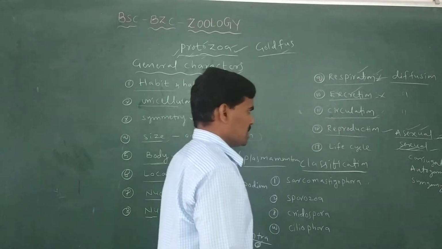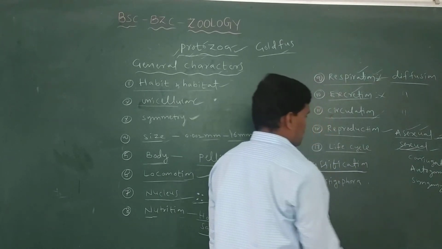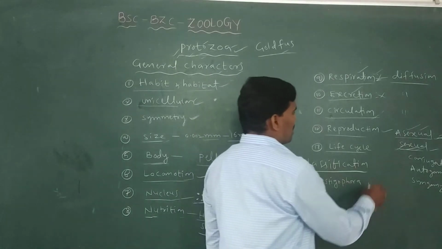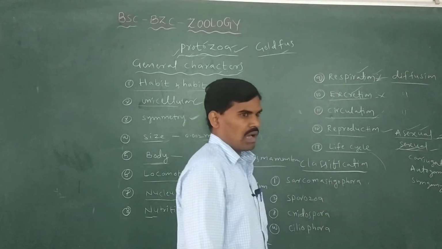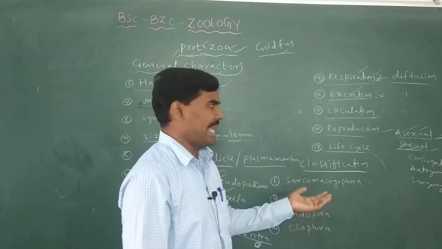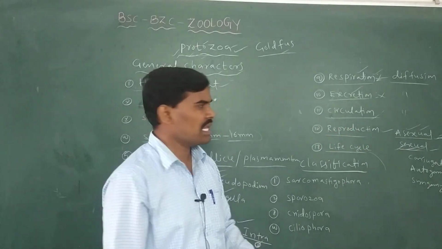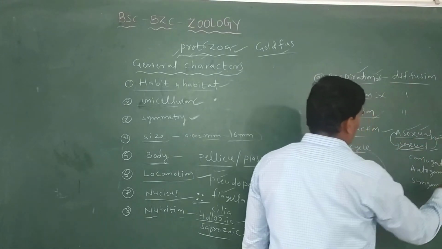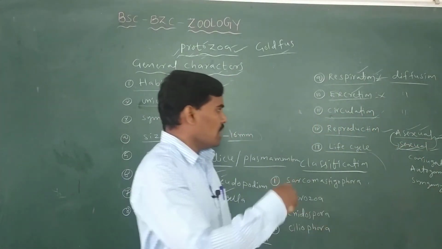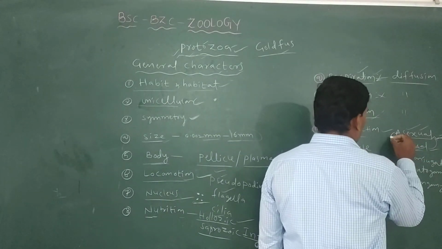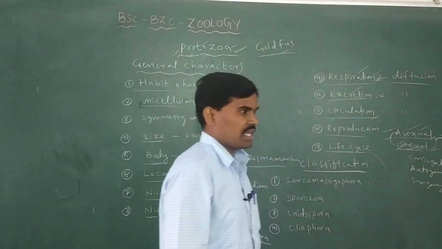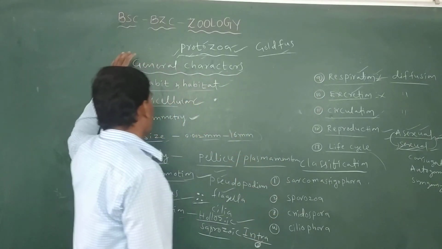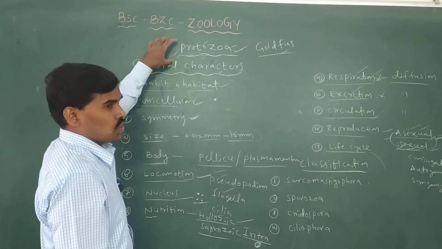Next point, life cycle. The life cycle of the protozoan phylum shows alternation of generations: asexual reproduction to sexual reproduction, and sexual back to asexual. This cycle is called alternation of generations. Okay, is that clear? These are the general characters of the protozoa phylum.